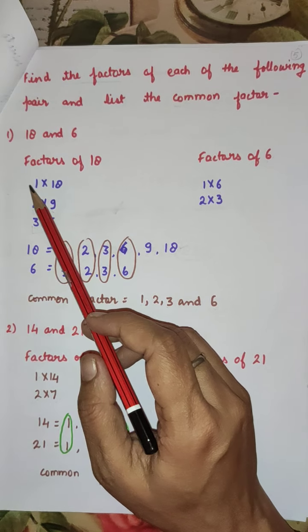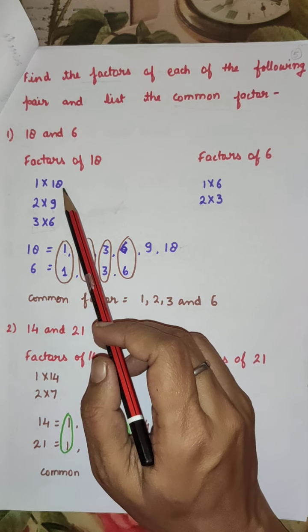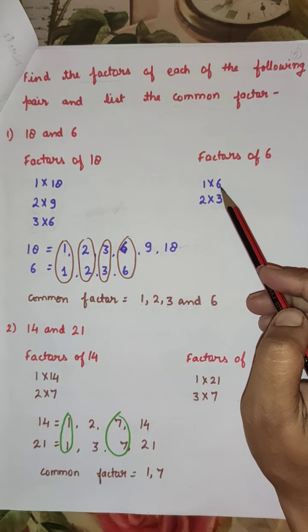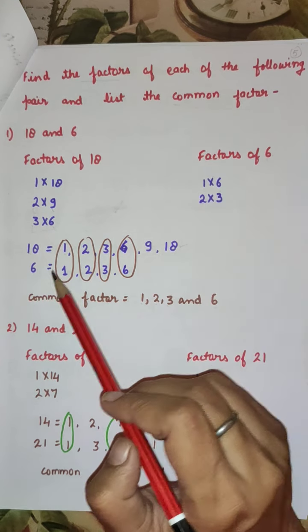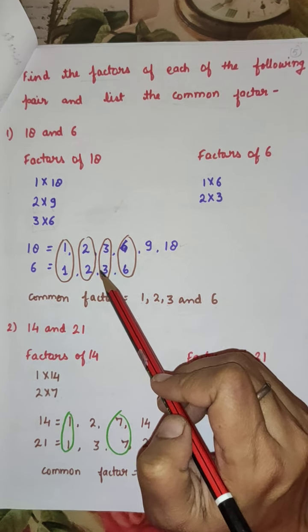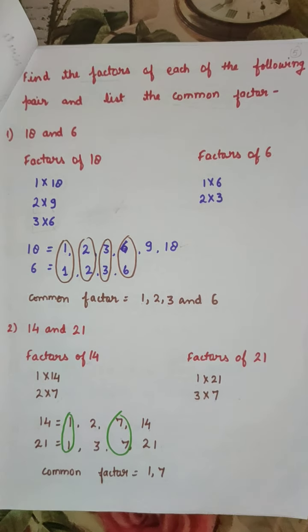After that you can see, if you write the factors of 18: 1, 2, 3, 6, 9, 18. And what are the factors of 6? 1, 2, 3 and 6. Now you can find out the common factors. 1 is a common factor, 2 comes in both, 3 is a common factor, 6 is a common factor. So these 4 are the common factors.